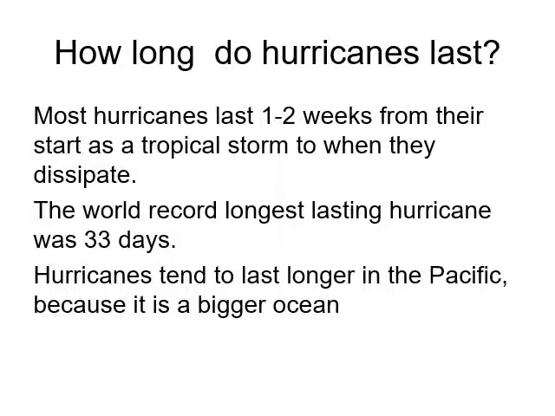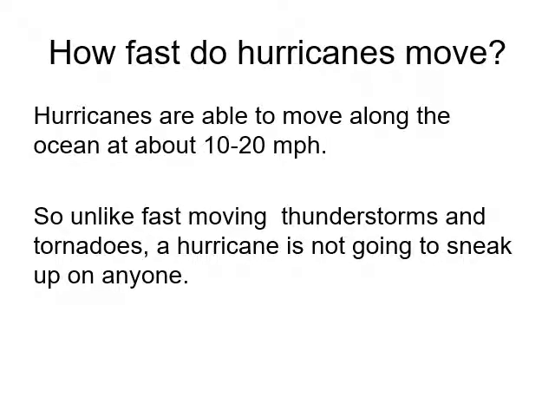That's very rare. Now, how fast do they move? They're pretty slow, 10 to 20 miles per hour. So unlike thunderstorms and tornadoes, a hurricane's not going to sneak up on anyone. We know they're coming. We can see them develop. They take a couple weeks to get going, and they're not moving very fast. So hurricanes are a lot better understood than tornadoes that just kind of pop up and you never know when and where.